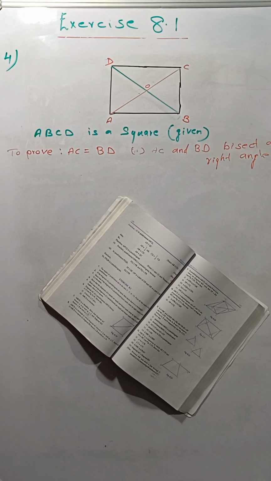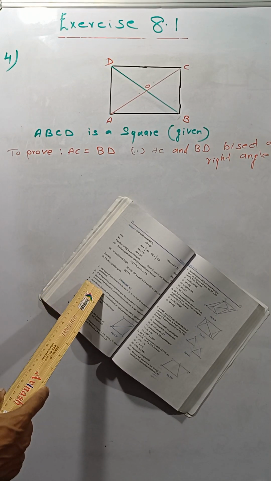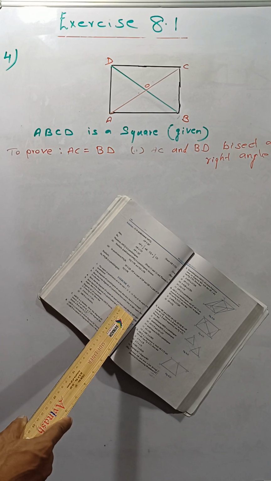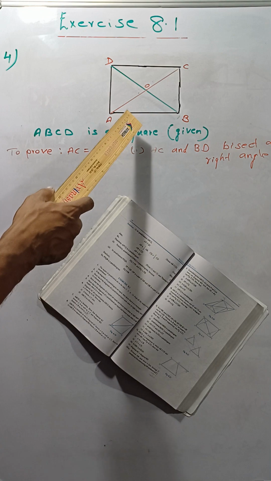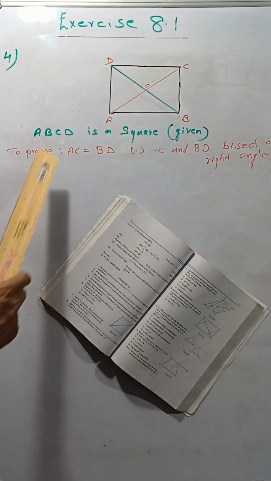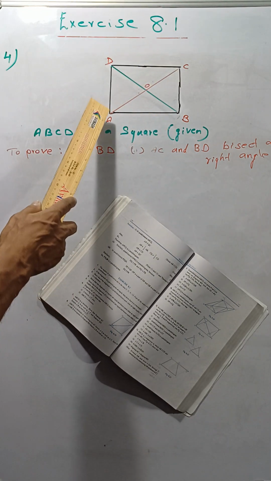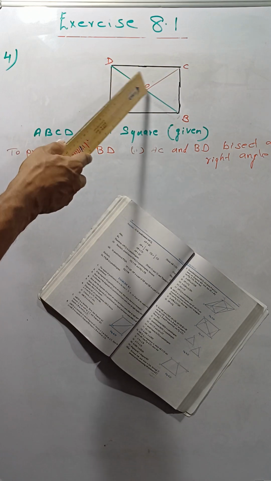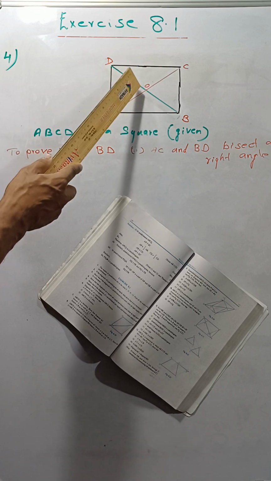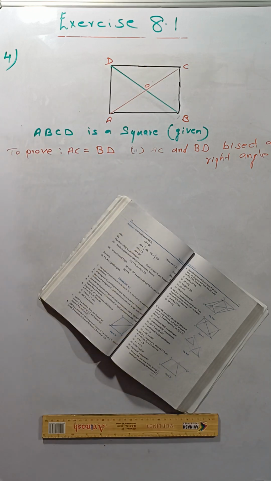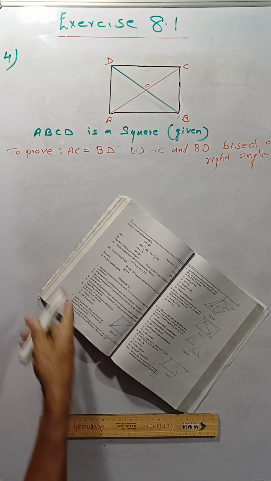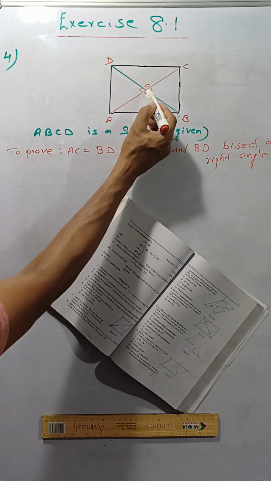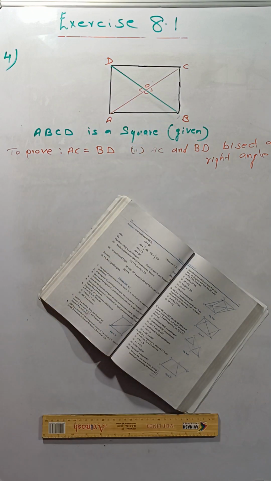Now let us go to question number 4. Show that the diagonals of a square are equal and bisect each other at right angles. Here it is given that ABCD is a square. Then we have to prove that these two diagonals are equal, as well as these diagonals bisect each other at 90 degrees. We have to prove that both diagonals are equal, as well as these angles are 90 degrees.